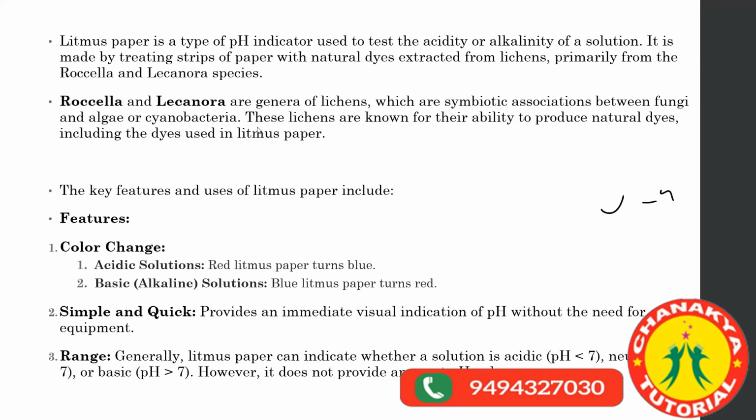The key features and uses of litmus paper include the following. Now coming to how you will find the acidic or basic nature of any solution. The first and foremost feature of litmus paper is immediate color change. If it is an acidic solution, red litmus paper will turn to blue. This is a very important keyword. People get confused about which color turns to which and whether it is acidic or basic. So remember, RB means it is acidic. BR means it is basic.